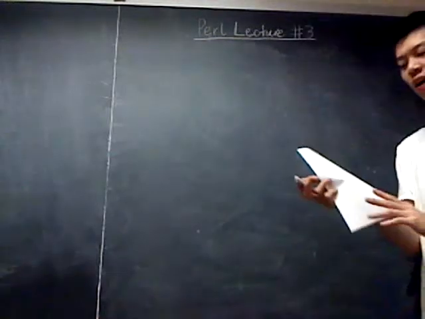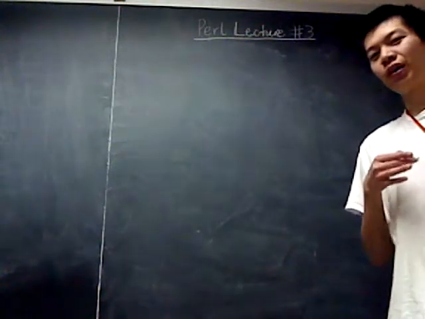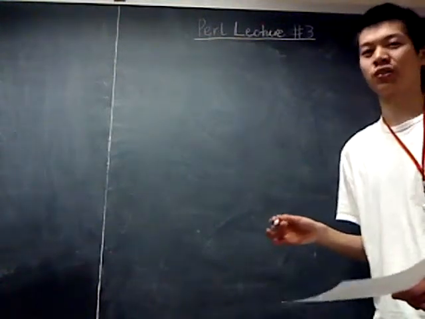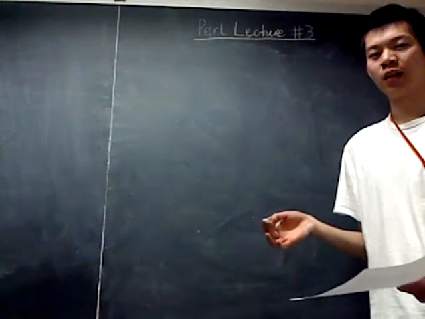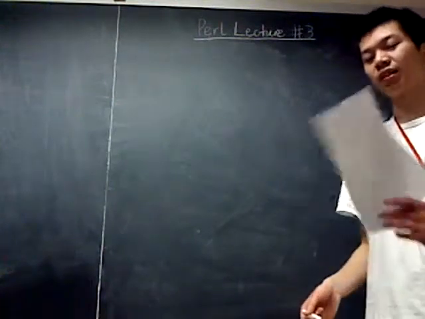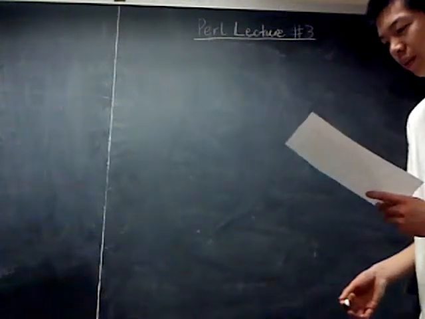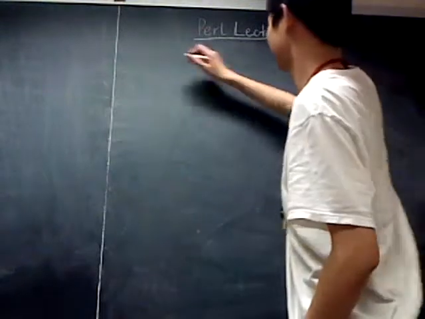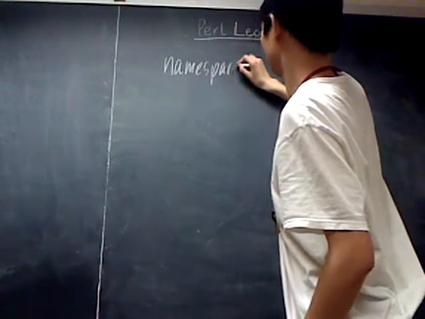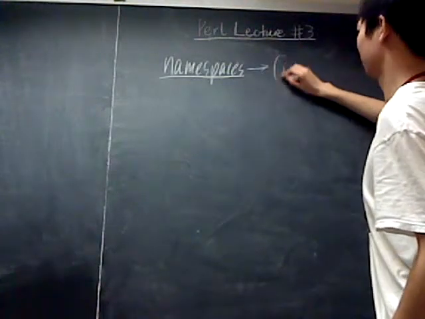So now, we talked about how you can store values in a variable. The thing is that variables themselves have to be stored somewhere. And in Perl, where variables are stored is known as a namespace. So let me write this down. Namespaces: where variables are stored.